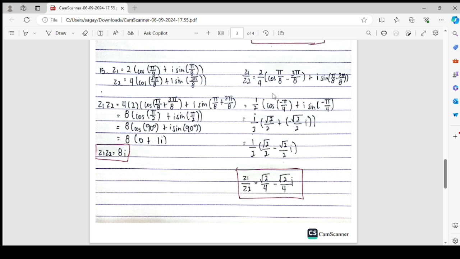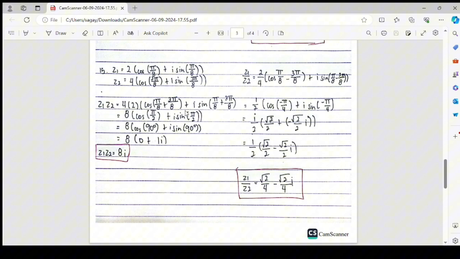If we simplify, we will get 1 over 2 cosine negative pi over 4 plus i sine negative pi over 4. Then next is 1 over 2 parenthesis square root of 2 over 2 plus negative square root of 2 over 2 i. We move the i on the right side. Then next we will get 1 over 2 parenthesis square root of 2 over 2 minus square root of 2 over 2 i. Then the final answer will be z1 over z2 is equal to the square root of 2 over 4 minus the square root of 2 over 4 i.